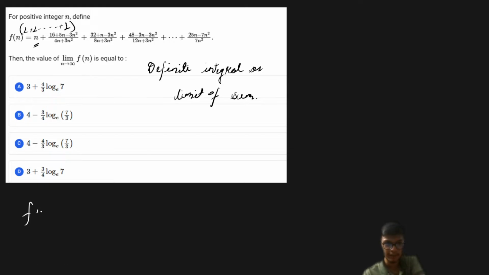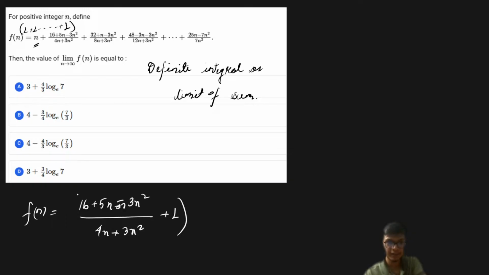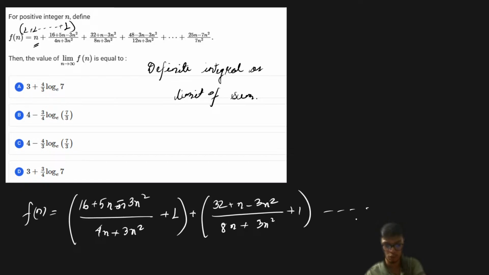Now the advantage of doing that is that I am able to write this function f of n as 16 plus 5n minus n square divided by 4n plus 3n square as one term, and then the next term as 32 plus n minus 3n square divided by 8n plus 3n square, and so on, right?